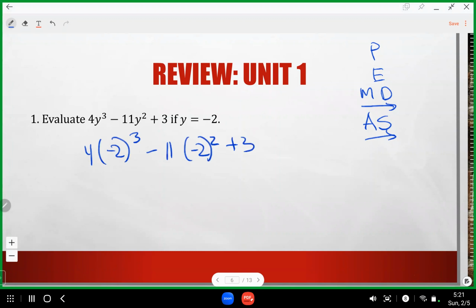It's -8 times 4, which is -32. Minus 11 times +4 is equal to -44, and then plus 3. So -76 plus 3 is equal to -73. All right, very good, Isabella.